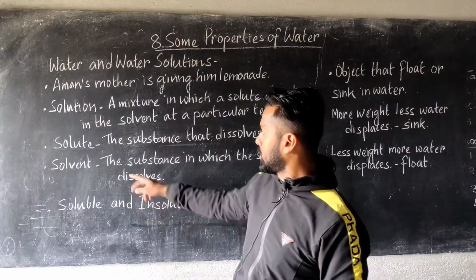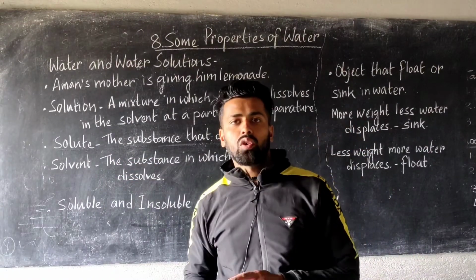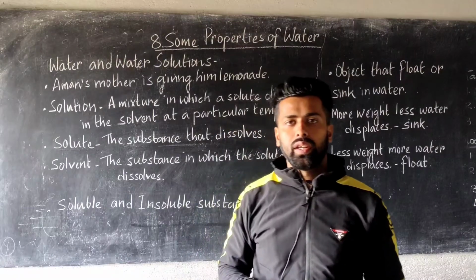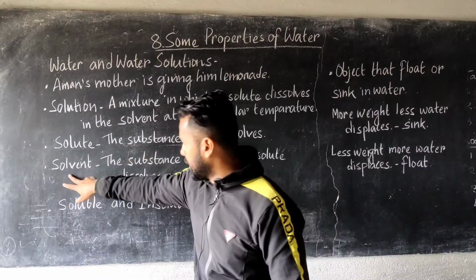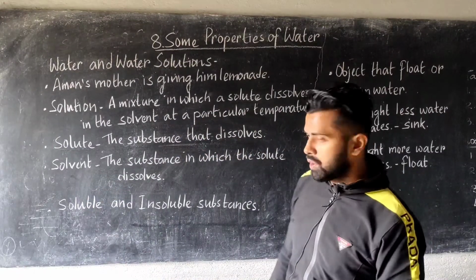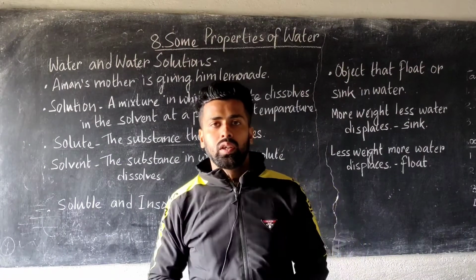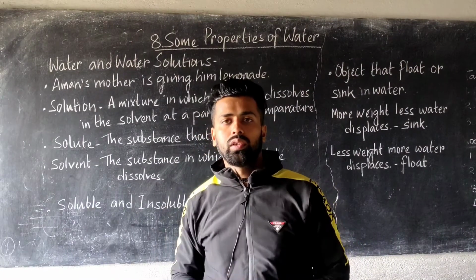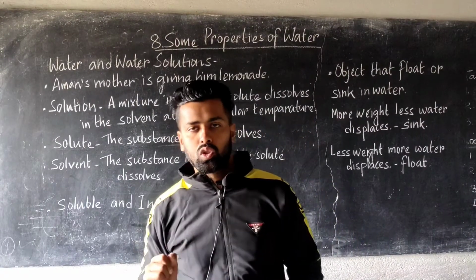Next, students, what is a solute? The substance that dissolves. The substance in the water or in any kind of solvent will be the solute. Next, the solvent: the substance in which the solute dissolves. Here, sugar and salt are solutes because they get dissolved in the solvent.